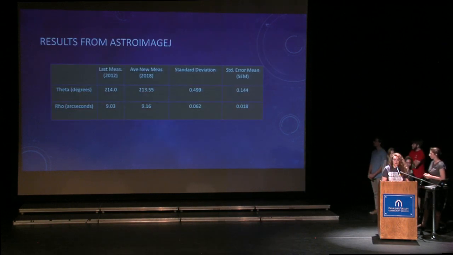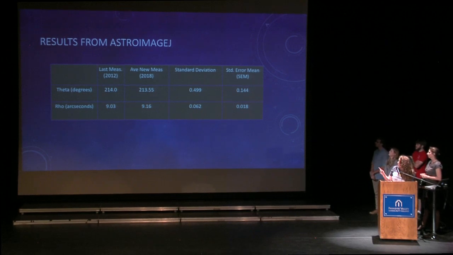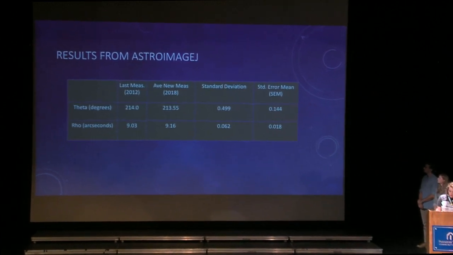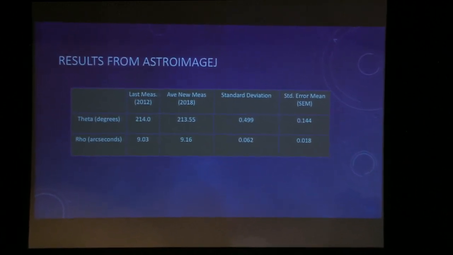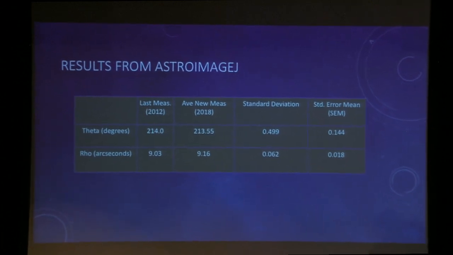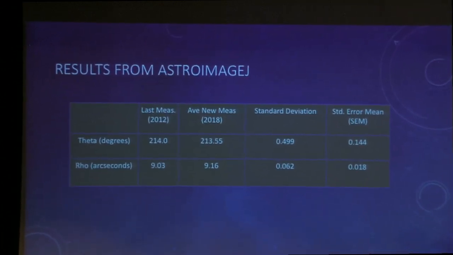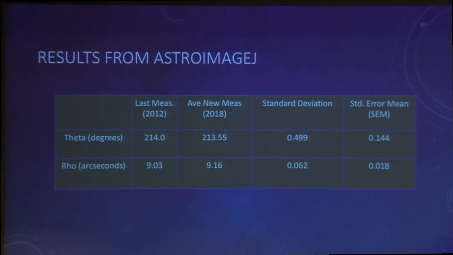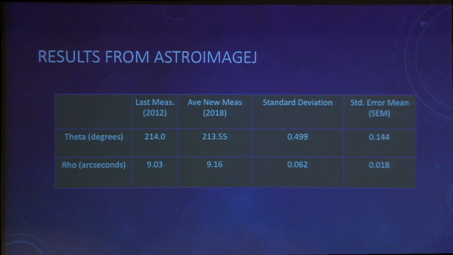So these are the results we got from using ASTROIMAGEJ and the 7 successfully plate-solved images. So this compares the last measurement from 2012, the 214 and the 9.03, theta and rho, and compares it to the average measurement that we got this time around, 13.55 degrees and 9.16 arc seconds. And it has a standard error of mean of about 0.144 degrees and 0.018 arc seconds.